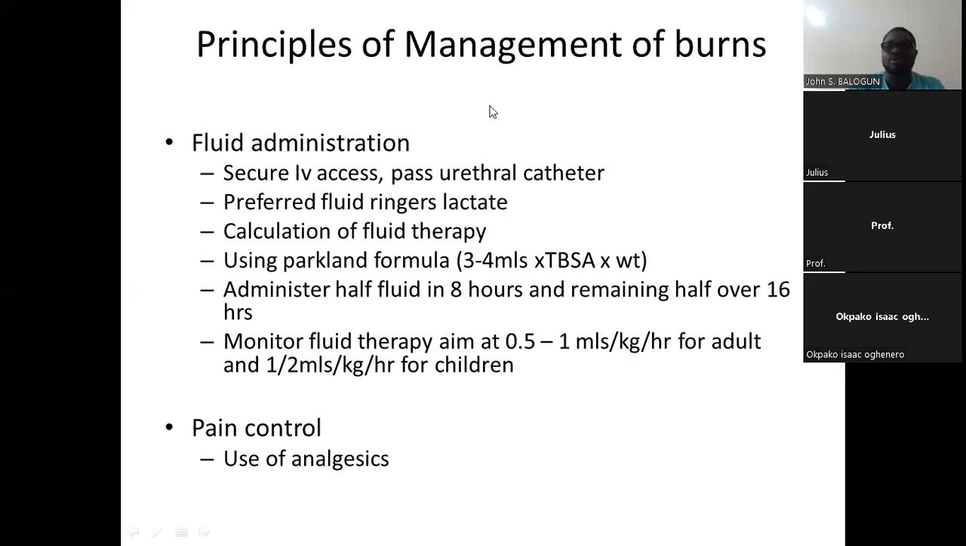The entire right upper limb is 9%. The entire left upper limb is 9%. The head and neck region is 9%. The anterior chest is 9%. The posterior chest is 9%. The anterior abdomen is 9%. And the back below the chest is 9%. If you sum all this, you have 99%. He then says if the burn involves the perineum, you make it 1%. So this gives you 100%.